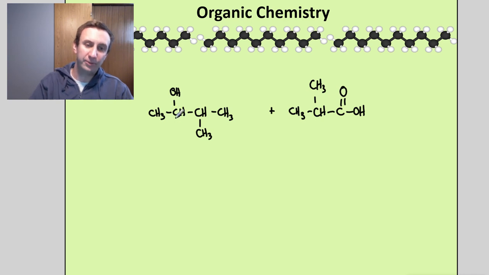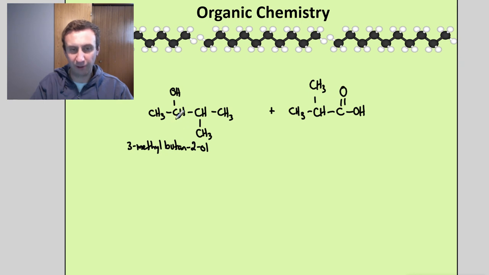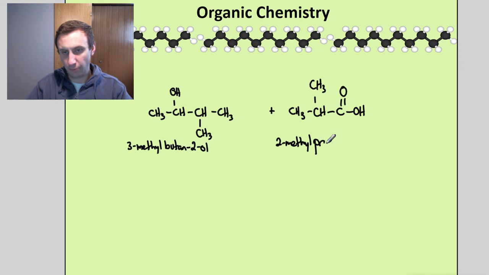Well, for this alcohol, this would be carbon number 2. I want that lowest number possible. So I have 3-methyl butane 2-ol for my alcohol name. This is carbon number 2 for the carbon parent chain, and then my methyl will be on carbon number 3. This is my branch right here. And then for this carboxylic acid, I have 2-methyl propanoic acid. I got my space there in between propanoic and acid.